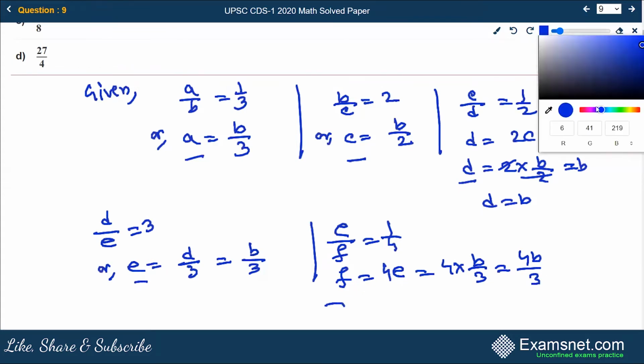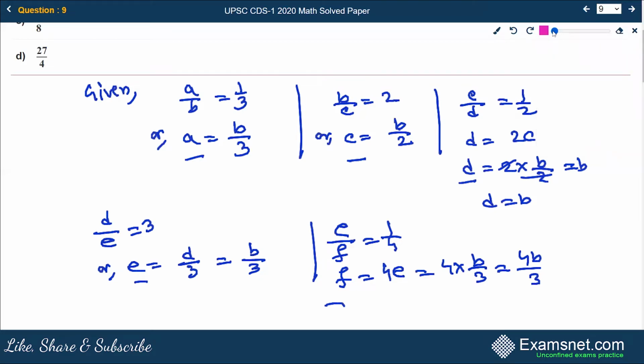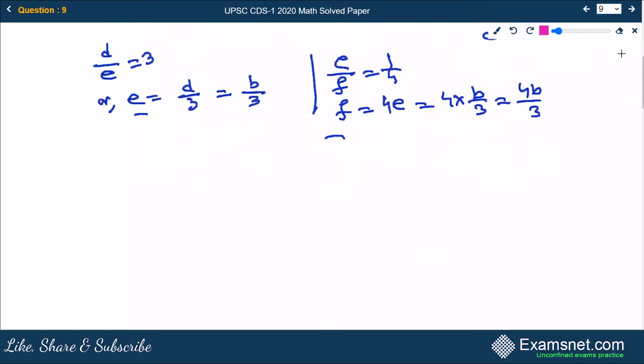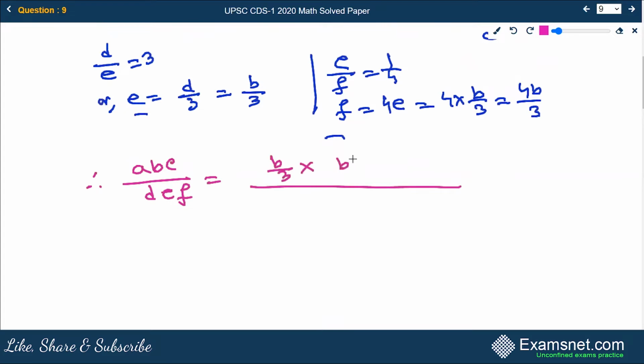Now, let's focus on what we are given. We are required to find the value of ABC by DEF. Let's put all those values. That is B by 3 multiplied by B multiplied by B by 2, over B multiplied by B by 3 multiplied by 4B by 3.